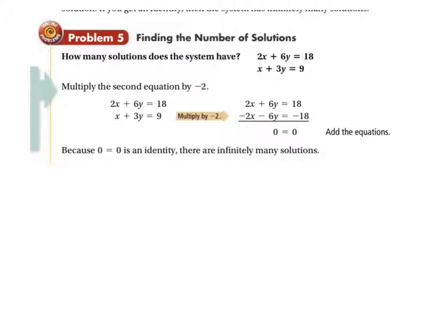In other words, it's the same line. It doesn't matter what you decide to do. If you multiply the top by 2, you're going to get the same thing. 0 equals 0, right? Or if you get 5 equals 5, whatever you get. But again, it'll be 0 equals 0, those identities on this kind. Now, if you had gotten something else that didn't make sense, like 0 equals negative 5, then that means there's no solution, that the lines are parallel.